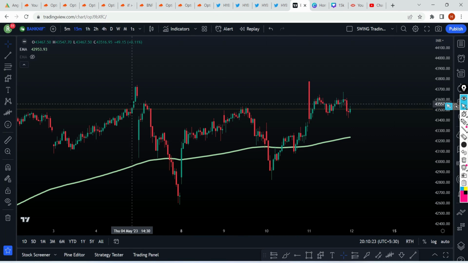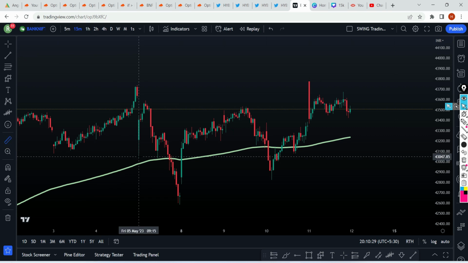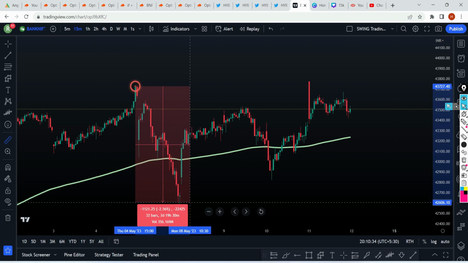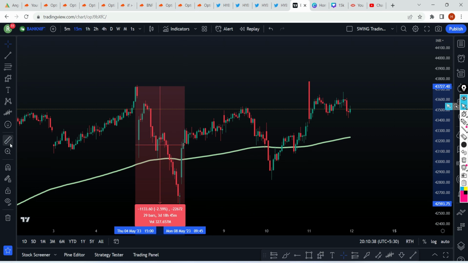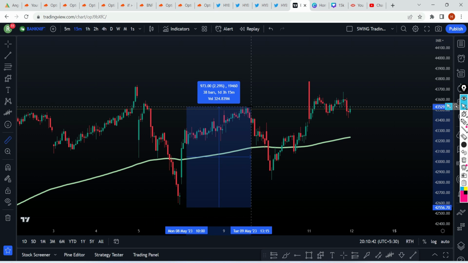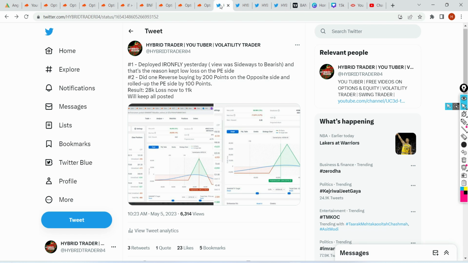I might have deployed the Ironfly somewhere here on 4th of May, Thursday, and this is the market condition, guys. The next day morning there was a gap down, and again it went up. Technically, it made a low of almost 2.6%, and then again made a high of almost 2.29%, and then almost 1.5% downside, again 2% upside. This is a difficult area in terms of managing the Ironfly. Now I'll take you to my Twitter channel.